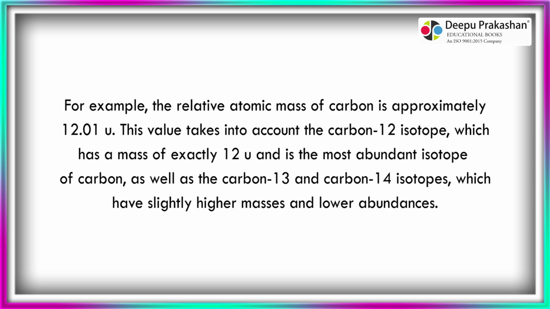For example, the relative atomic mass of carbon is approximately 12.01 U. This value takes into account the carbon-12 isotope, which has a mass of exactly 12 U and is the most abundant isotope of carbon, as well as the carbon-13 and carbon-14 isotopes, which have slightly higher masses and lower abundances.